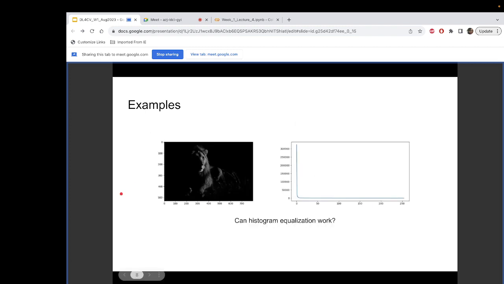However, there is one example, so let's see what happens here. Can anybody tell me whether histogram equalization will work here for this particular image or not?